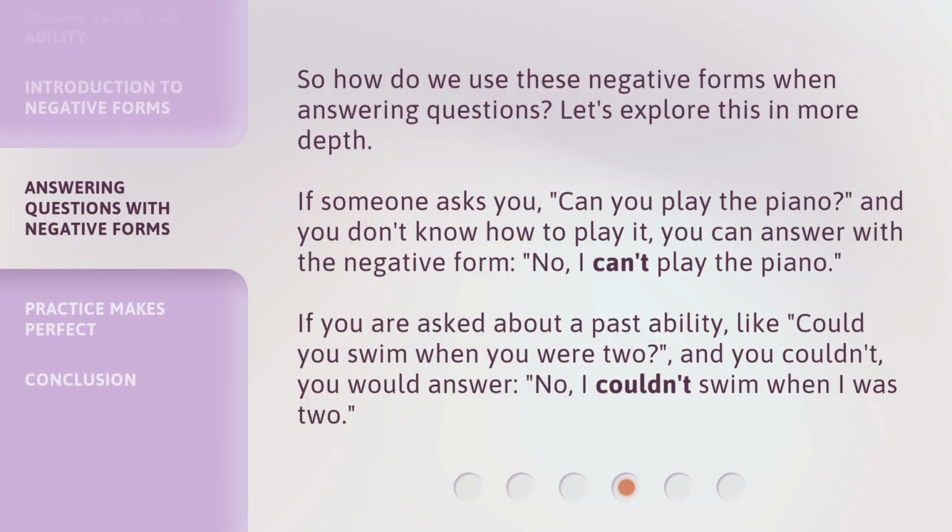So how do we use these negative forms when answering questions? Let's explore this in more depth. If someone asks you, "Can you play the piano?" and you don't know how to play it, you can answer with the negative form, "No, I can't play the piano." If you were asked about a past ability, like, "Could you swim when you were 2?" and you couldn't, you would answer, "No, I couldn't swim when I was 2."